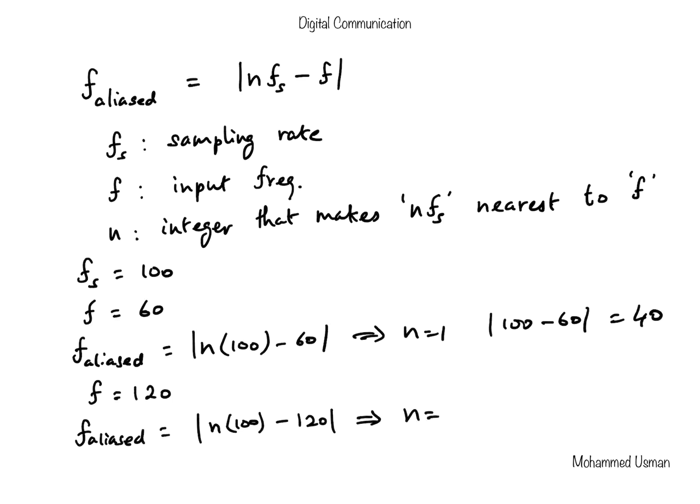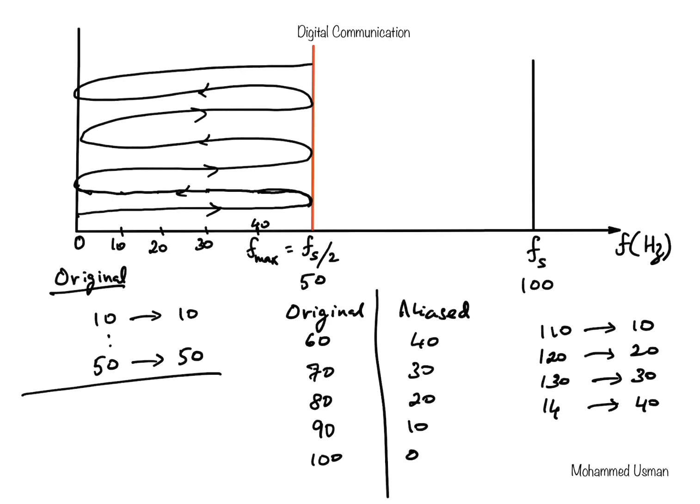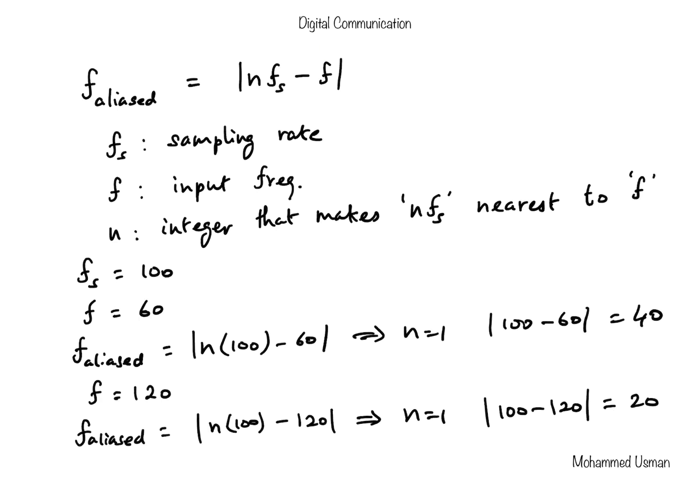So when we choose n equal to 1, that becomes again 100 minus 120, which is minus 20, and the magnitude of minus 20 is 20. So if we again see here, 120 has mapped to 20. Let's take one more example where f is equal to, let's say, 180.